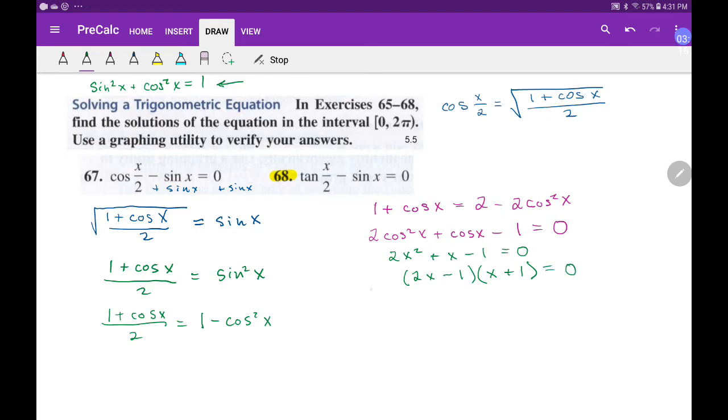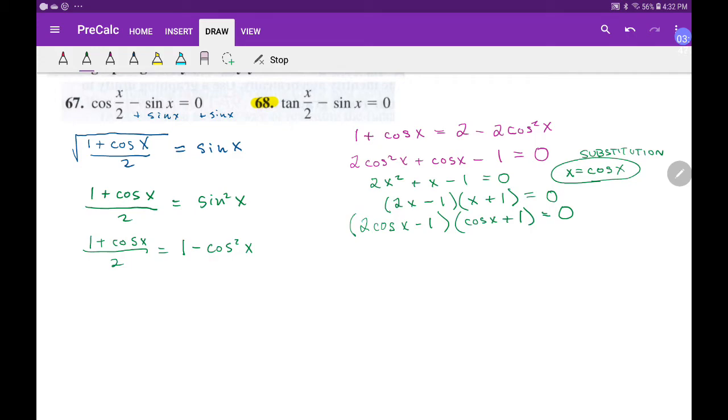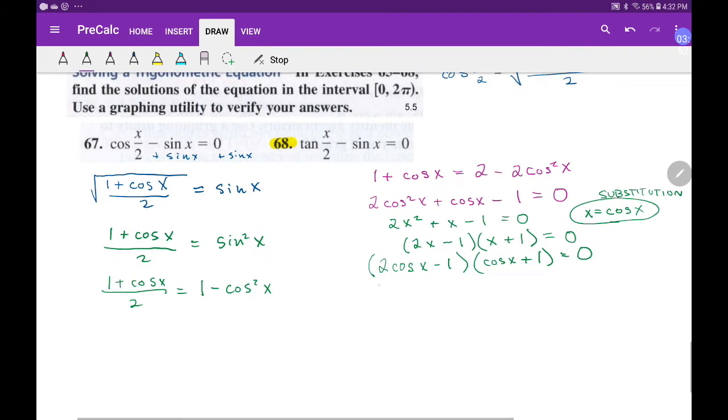Okay, so I go back to what I really have here. When I did this, I substituted, and x is equal to cosine. So that was my substitution. And let me put it back now. 2 cosine x minus 1, and cosine x plus 1. All right, and I'm going to solve both of these for 0. Not as bad as the last time, I think you'd have to admit. Last time was a doozy.